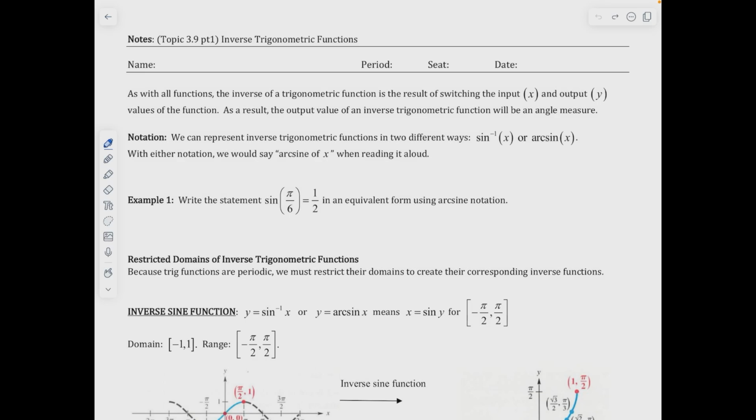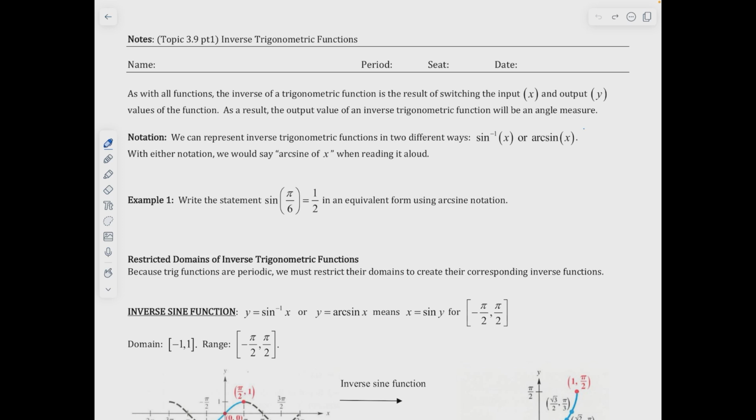Welcome to topic 3.9 part 1, inverse trigonometric functions. So it says, as with all functions, the inverse of a trigonometric function is the result of switching the input and output, the x and the y values of a function. As a result, the output value of an inverse trigonometric function will be an angle measure.